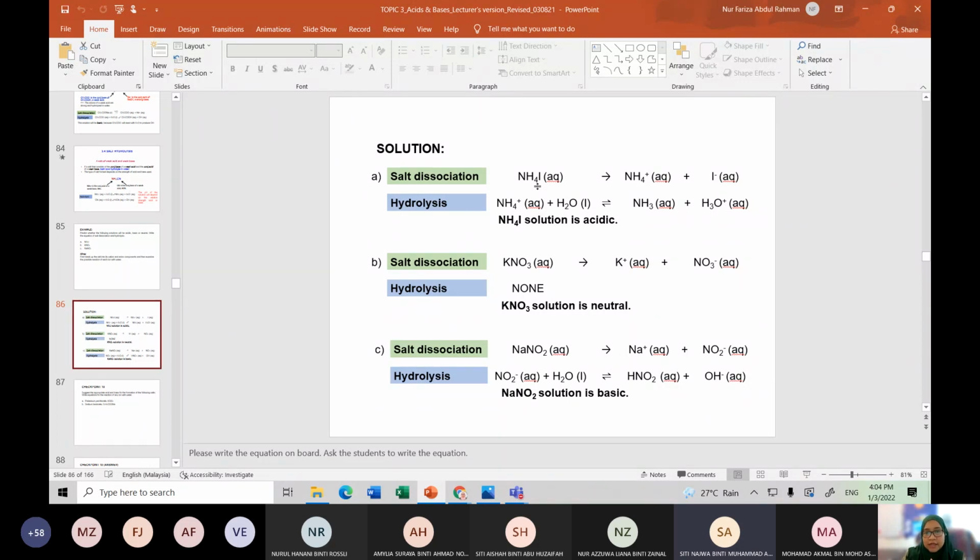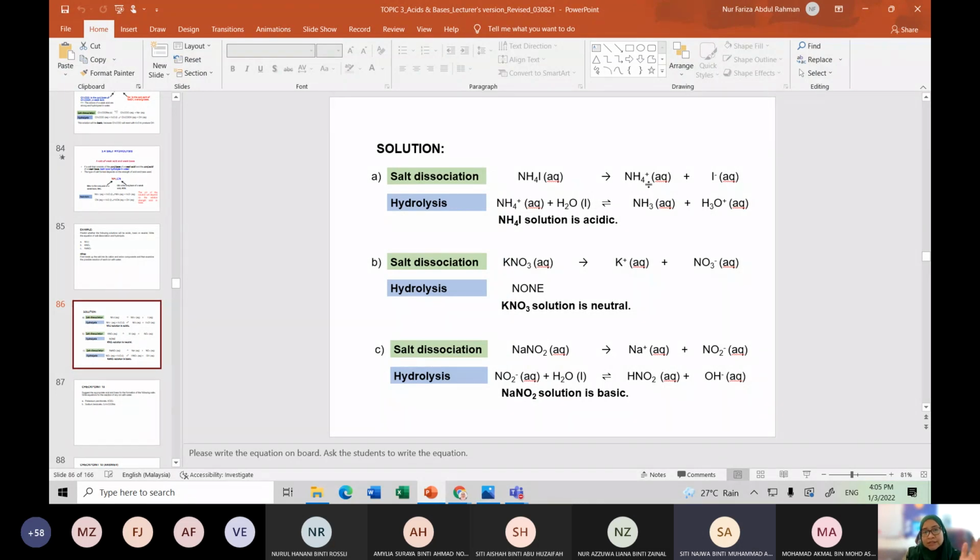Take for example, NH4I. We can predict that this salt is produced from NH3 and HI. HI is a strong acid. HI is an acid, so its conjugate base will be I-. This is the conjugate base of the acid. So this one will not be hydrolyzed, but this one, which comes from a weak base, will hydrolyze.